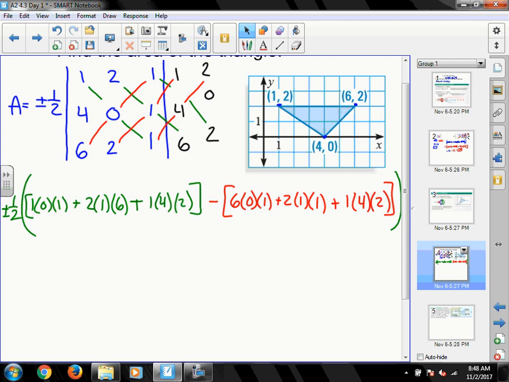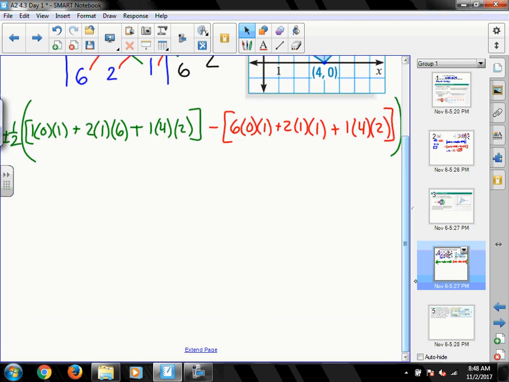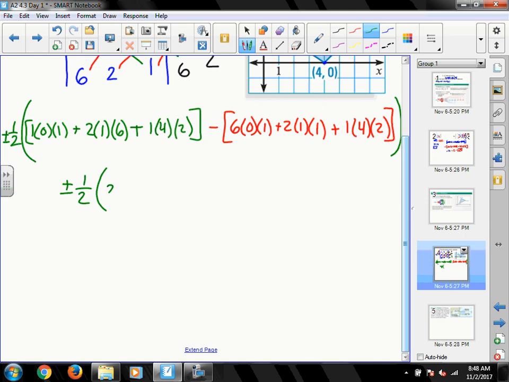Again, you guys can plug the green and the red into your calculators. I'm fine with that. Hopefully by now you guys have enough knowledge of basic math that I trust you to do that. So you're going to take 1/2 times. In the green, I get 20 minus, and in red, I'm going to get 10.